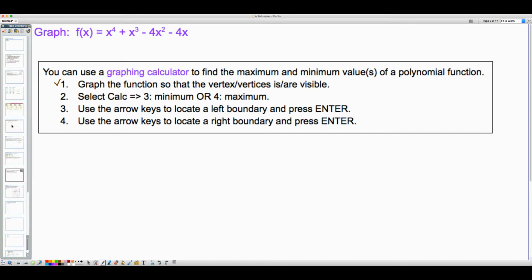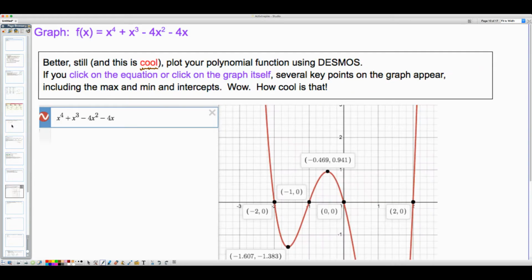Anyway, one way to do this is to graph the function. So it has to be in the form y equals. And then you're going to select the calc button, and you either select a minimum or a maximum. Use the keys to give a left boundary and then the right boundary, and then it'll tell you what the root is. If you wanted to know a second root, you'd have to go over further in a different way, and you can see it on your graph when you graph it on a calculator.